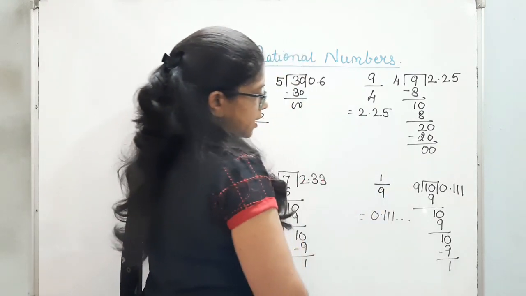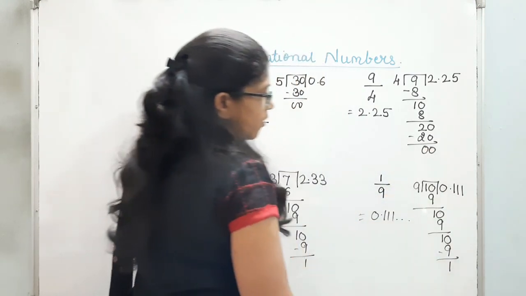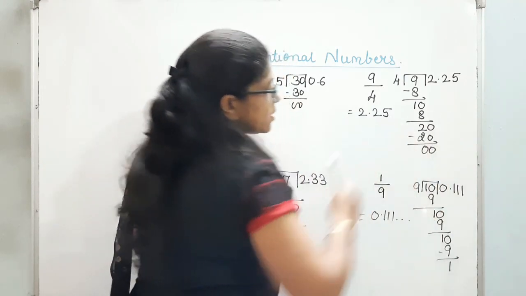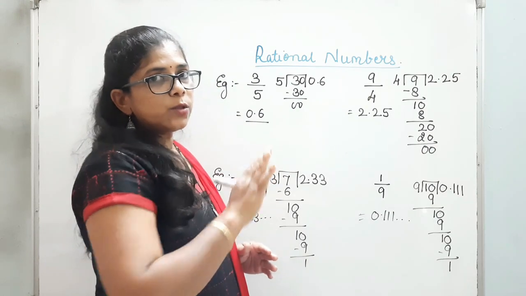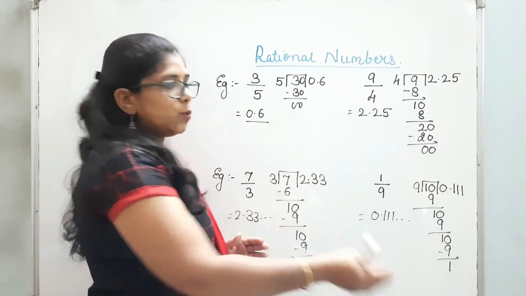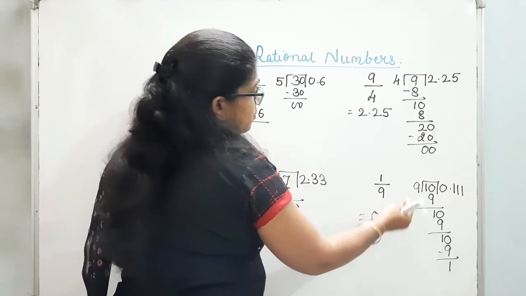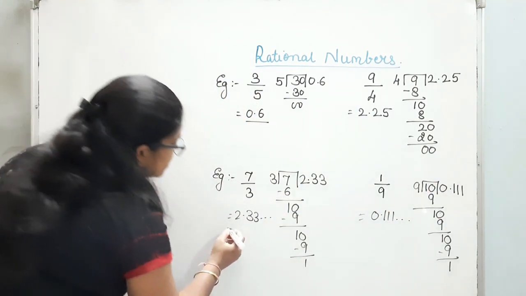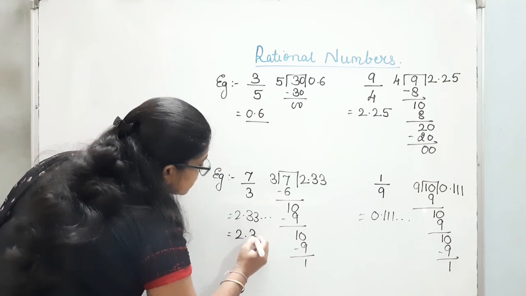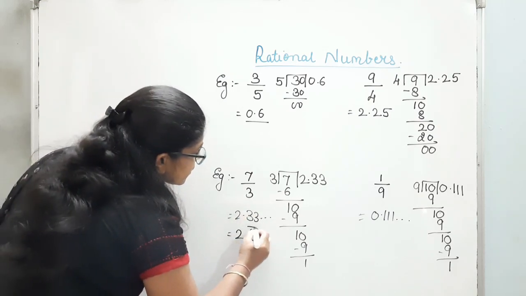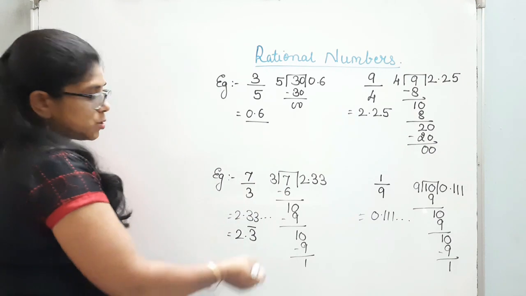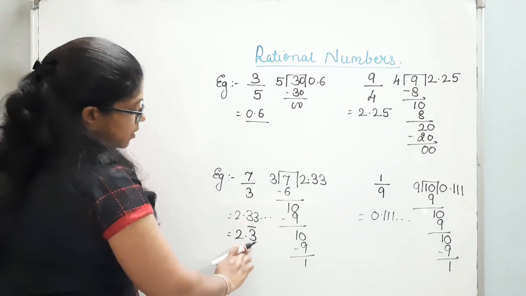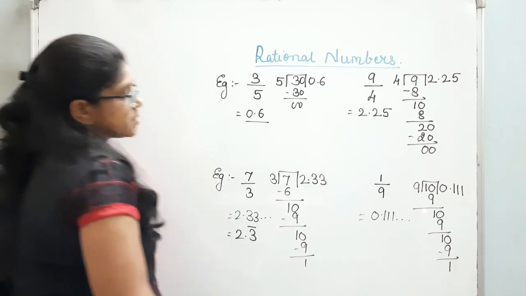Even for 1 upon 9, as we go on dividing, we get the value 0.1111. It will continue. Even here, it will not terminate. It will not end. It will continue with the same number. So even such decimals are called recurring decimals. And how do we write this? 2 point. Now the number which is repeated, we put one bar above that number. So the meaning of this is 3 is repeated. This is how we represent the recurring decimal.